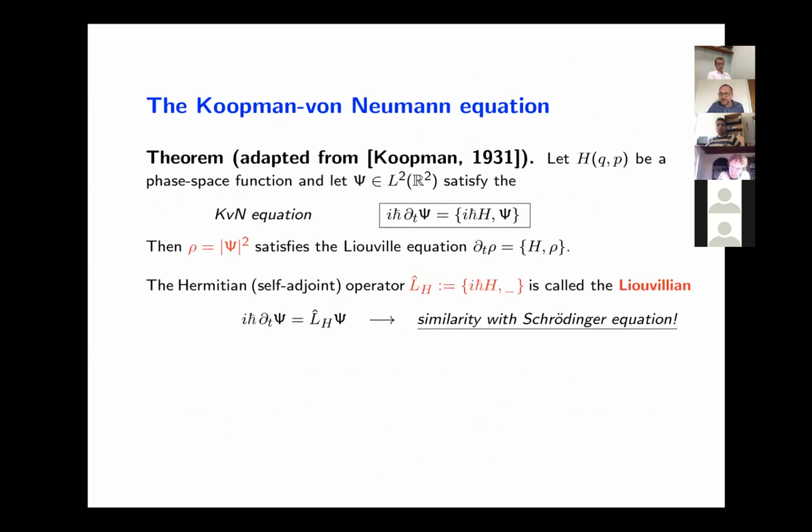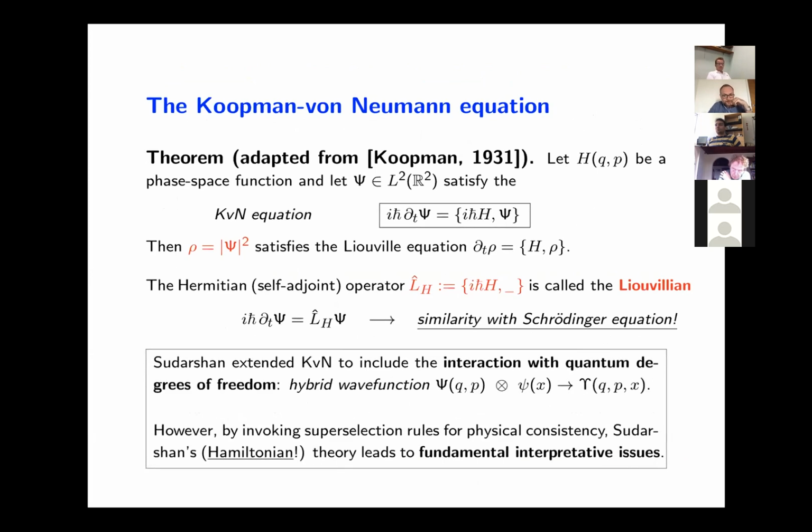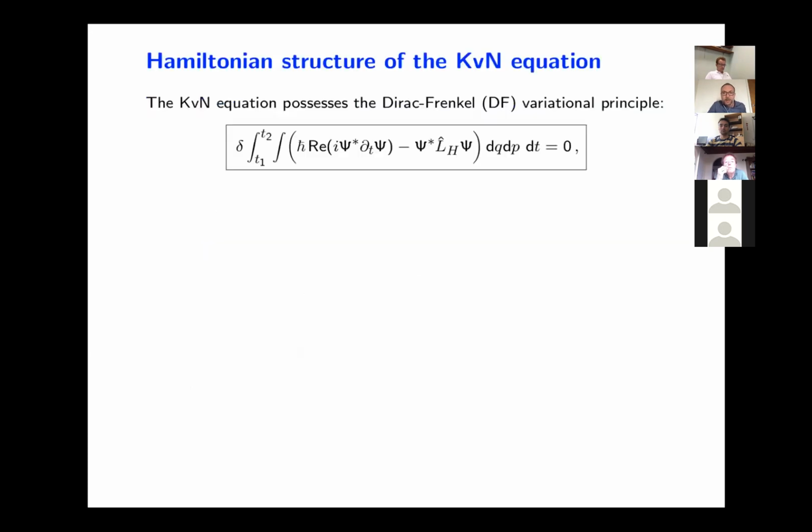So this is a quick summary of what Dennis just said. This is the Koopman-von Neumann equation. This is the self-adjoint Liouvillean operator. And just to give you more details, Sudarshan took the tensor product of these phase space wave functions with quantum wave functions and studied their evolution. Eventually, he invoked superselection rules, and in the end this led to interpretative issues that were discussed later on, mostly by Peres and Daniel Terno. So since we are talking about Hamiltonian systems, let's look at the Hamiltonian structure of the Koopman-von Neumann equation.